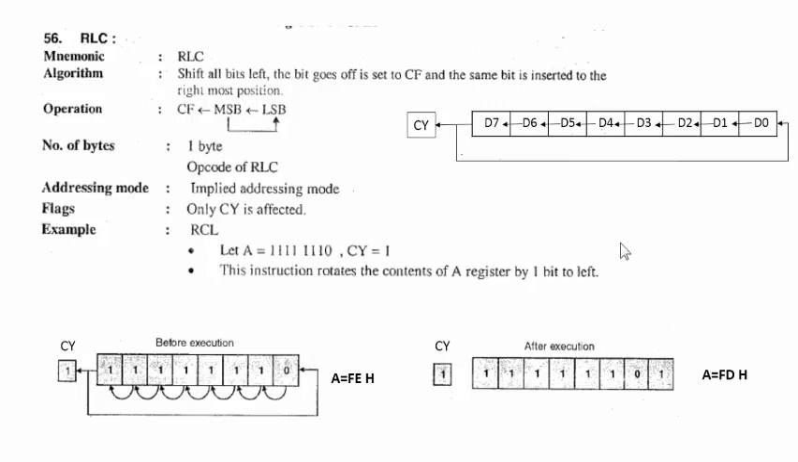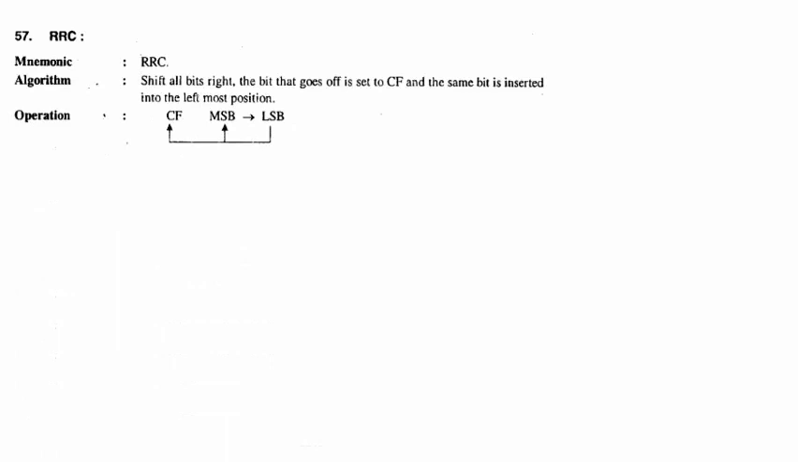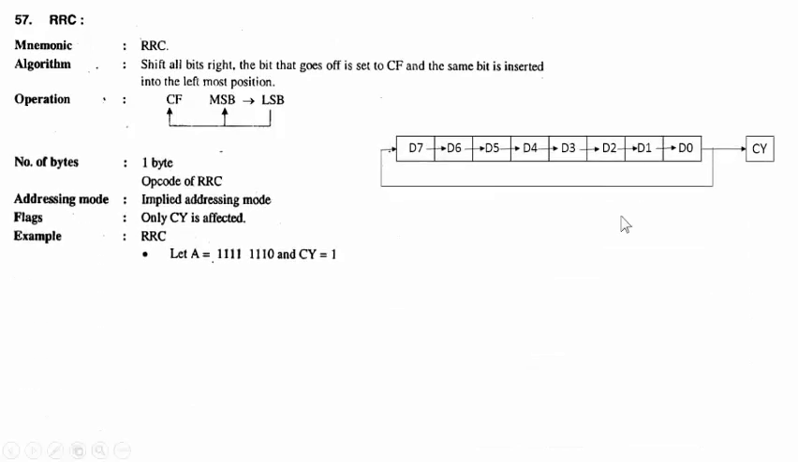So after the execution of this RLC, in the accumulator you will get FD hex, 1111 means F, and the lower nibble is 1101 means D. So in this way, after the execution of this rotate instruction, the accumulator contents are modified, and due to this reason the addressing mode is implicit, implied, or inherent addressing mode.